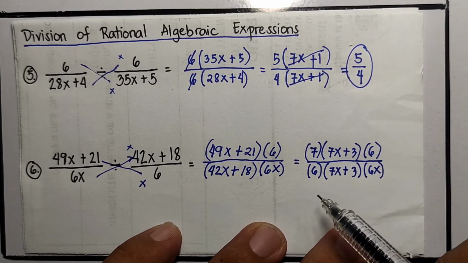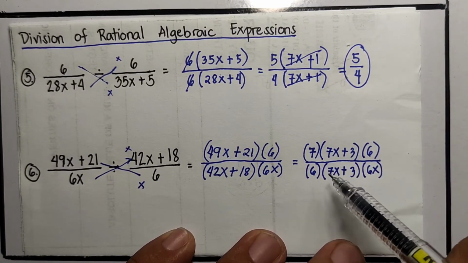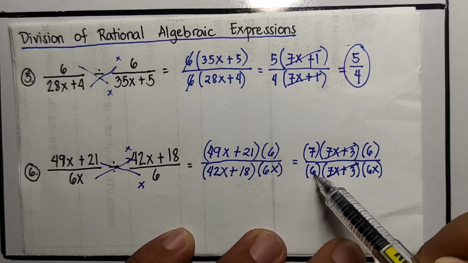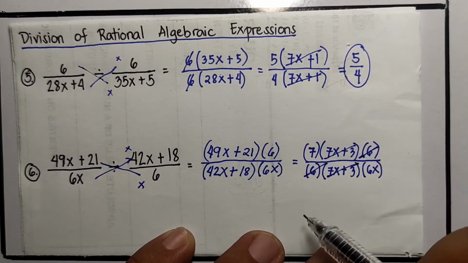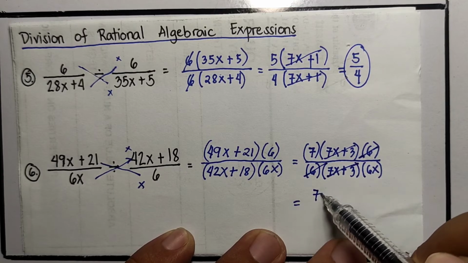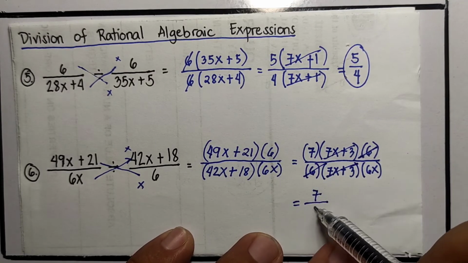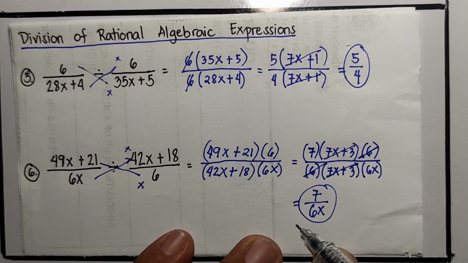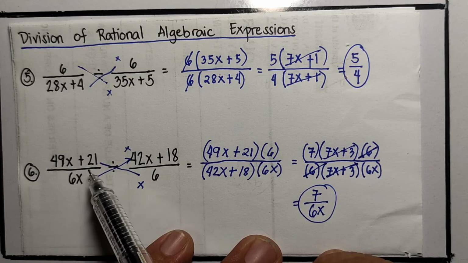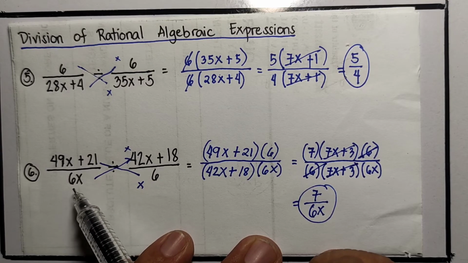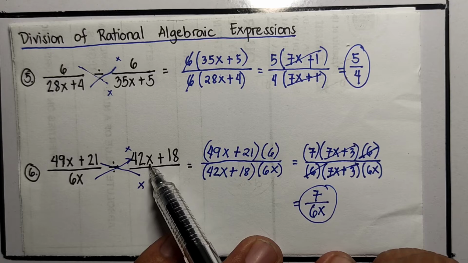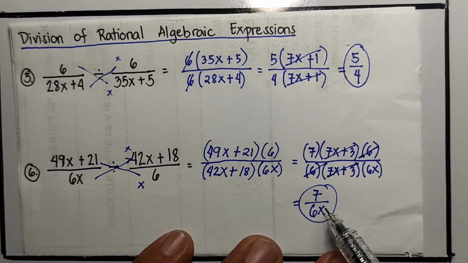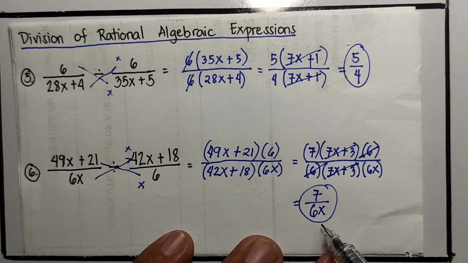Then cancel out the common factors: 7x plus 3 and 7x plus 3, 6 and 6. The remaining one is 7 over 6x, and this would be our quotient of 49x plus 21 all over 6x divided by 42x plus 18 all over 6, which is 7 over 6x.